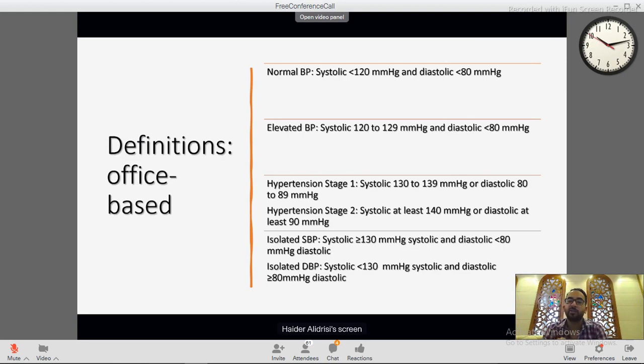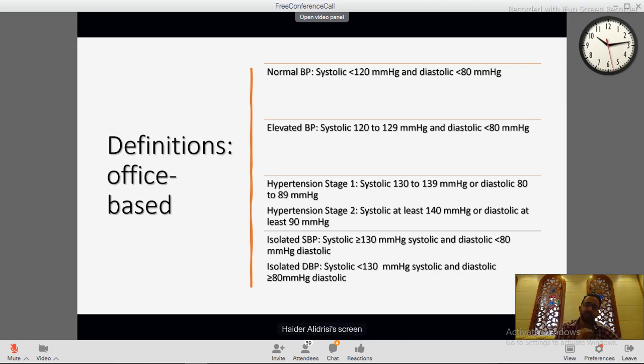Hypertension stage 1 starts when the systolic blood pressure is between 130 and 139. This is considered stage 1 hypertension, or a diastolic of 80 to 89 millimeters of mercury. A higher blood pressure, for example at least 140 in the systole or at least 90 in the diastole, is the definition of stage 2 hypertension. Also, sometimes we have what is called isolated systolic or isolated diastolic blood pressure.